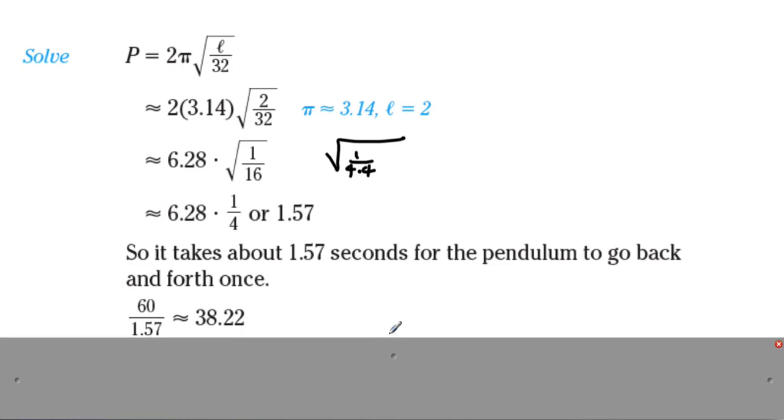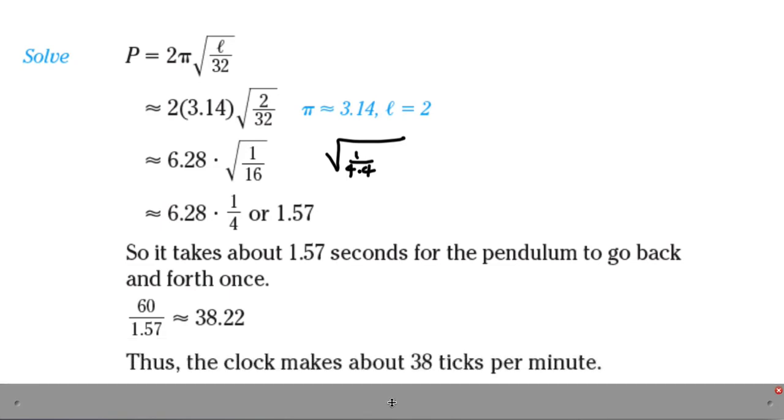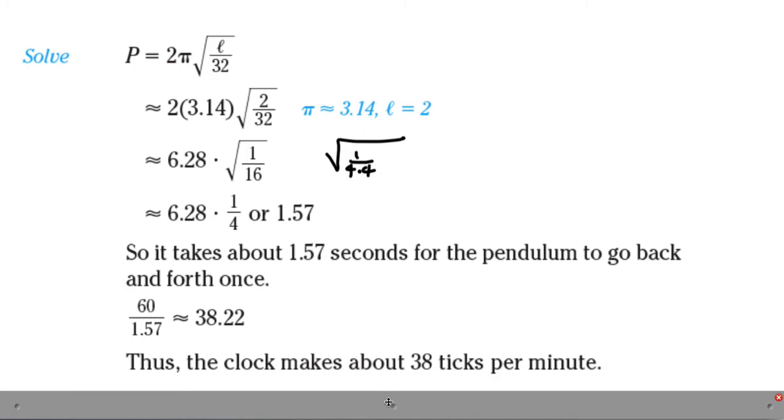Okay? And then get that 1.57 and let it be your divisor for 60, which will give you 38.22. Thus the clock makes about 38 ticks per minute.